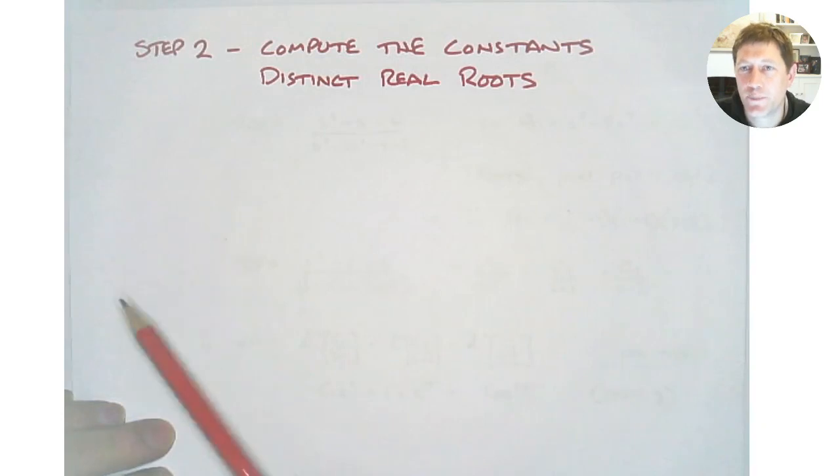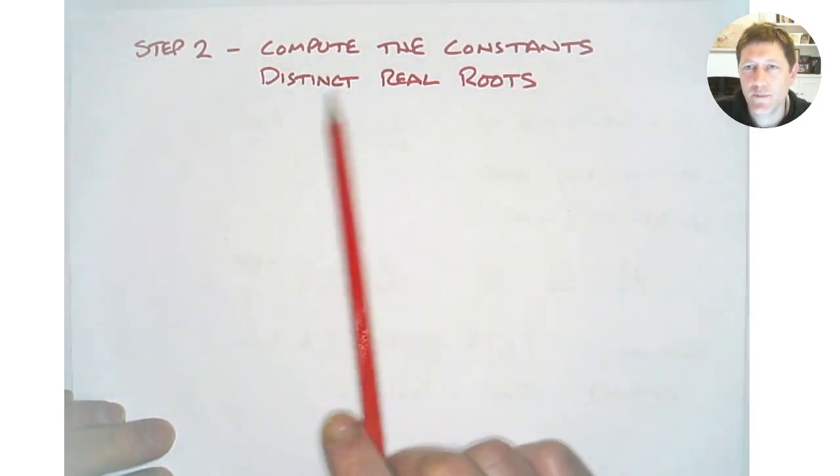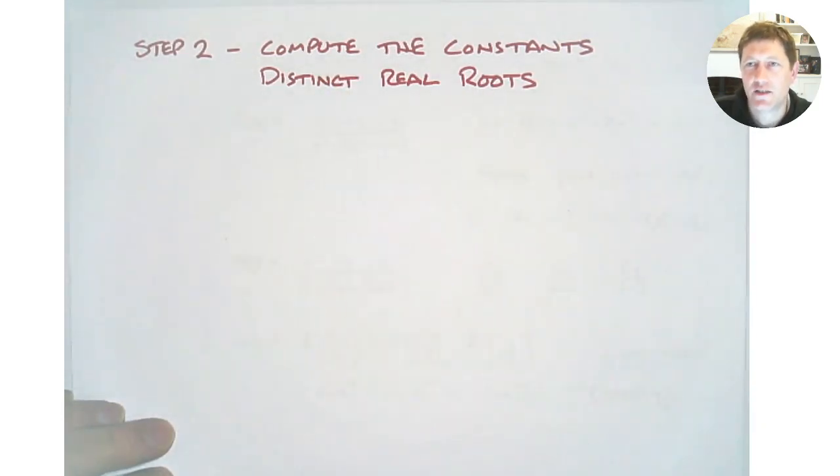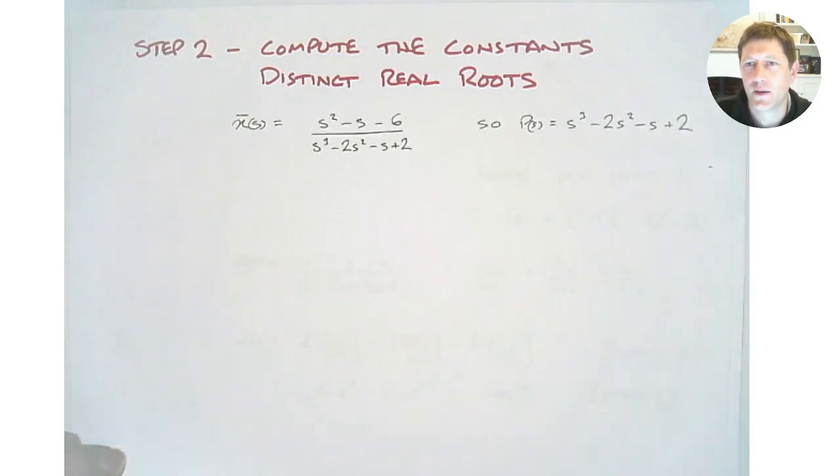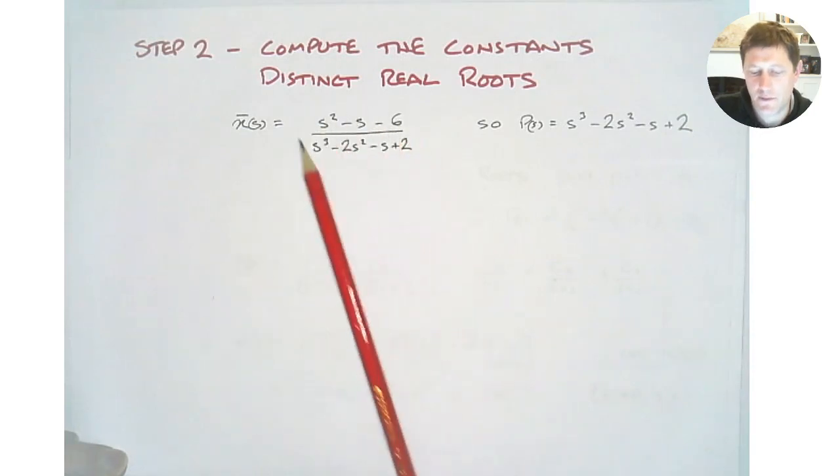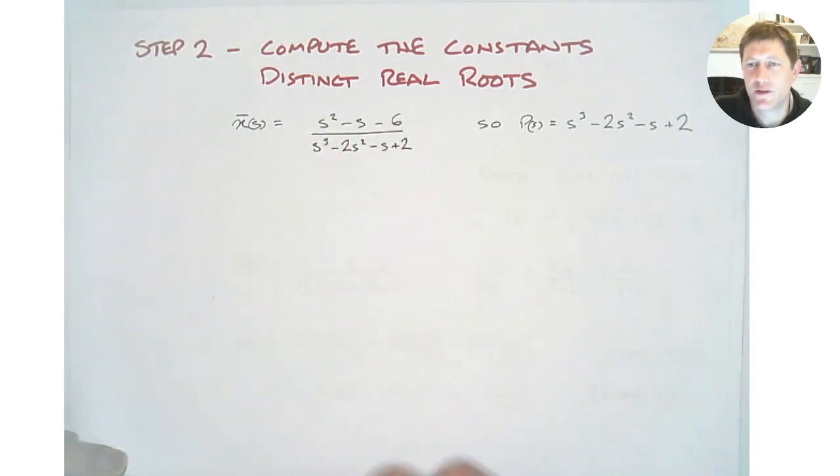First, we'll look at this one: distinct real roots. So the second step is to compute the constants. This is an example which we will use to illustrate the process.